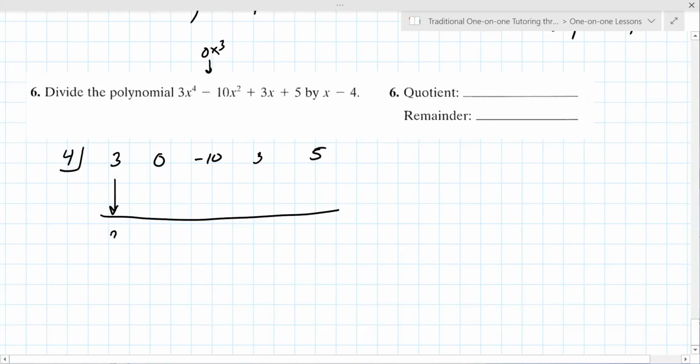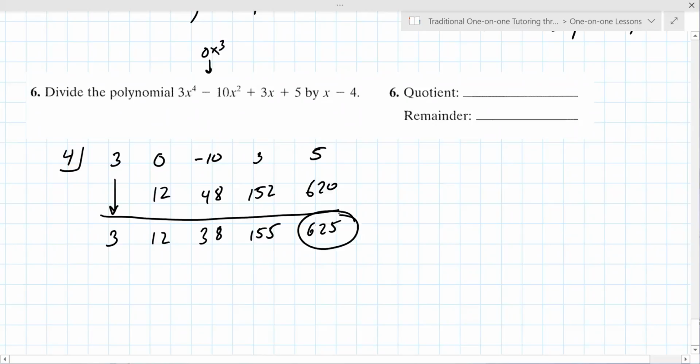So you bring the first number down, multiply 3 times 4, add, multiply. Wow, this isn't working out real well. Multiply, 152, I think. That sounds reasonable. Add 155, multiply. So it's like, let's see here, 160 times 4 is 640, and then you subtract that, it's like 620, 625, something like that. Whatever this is, it's your remainder.